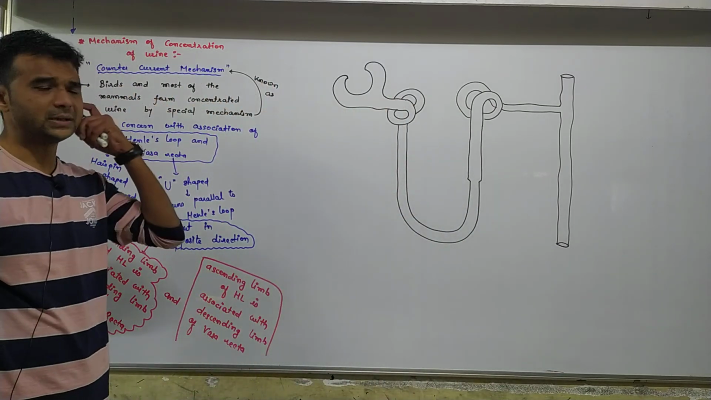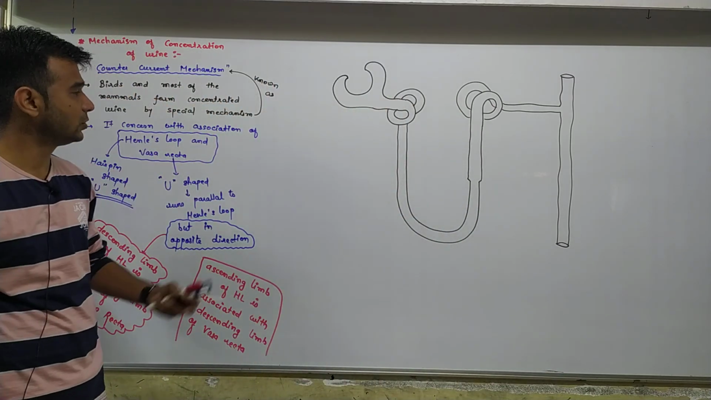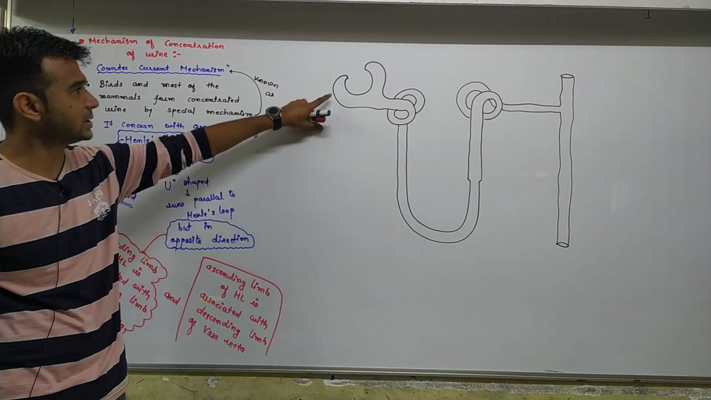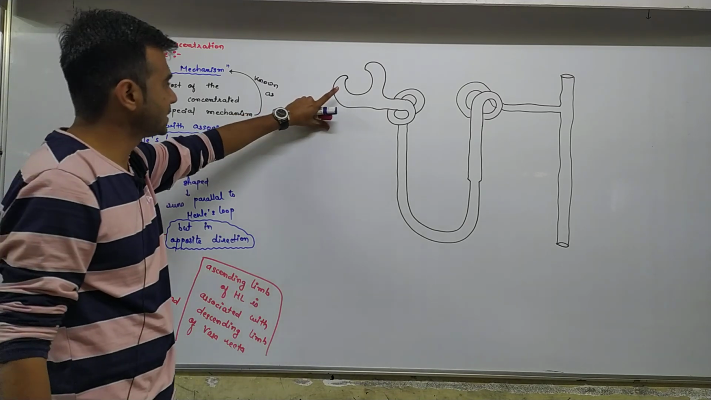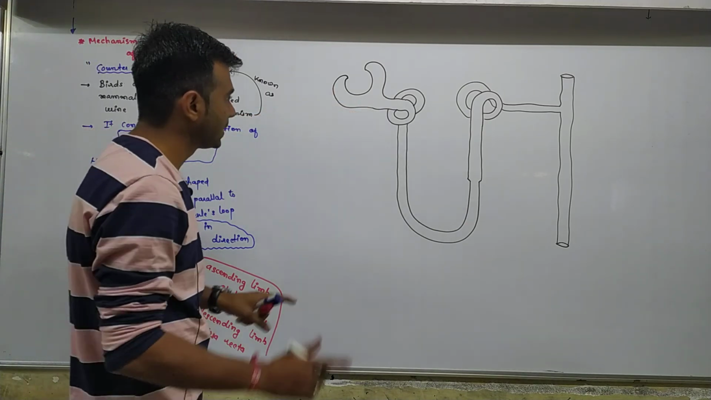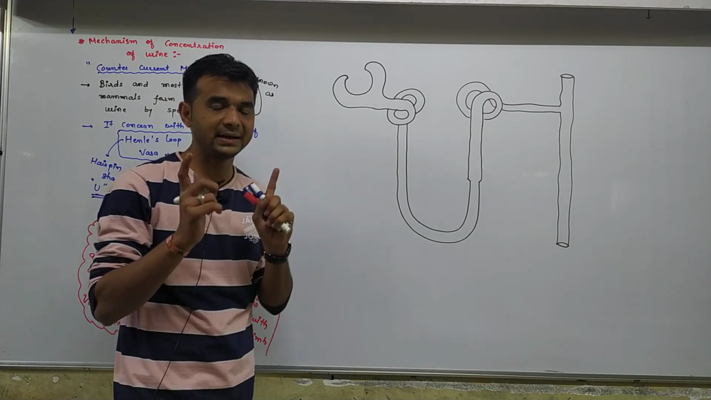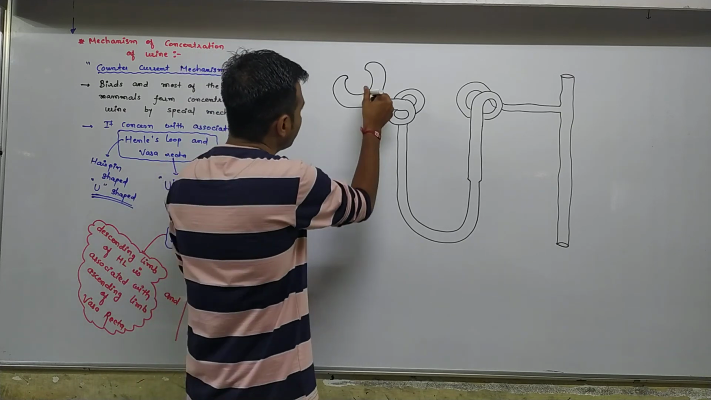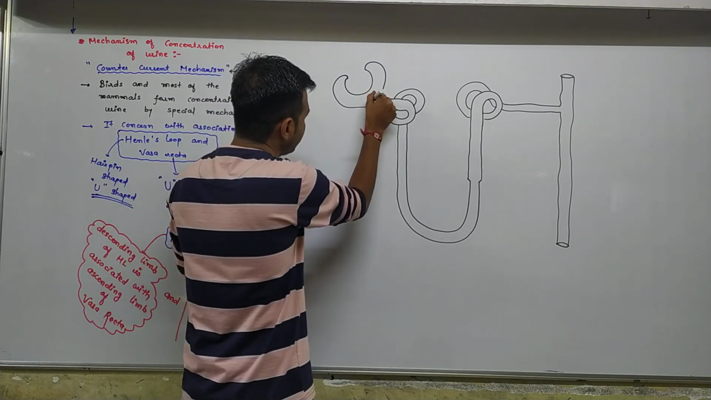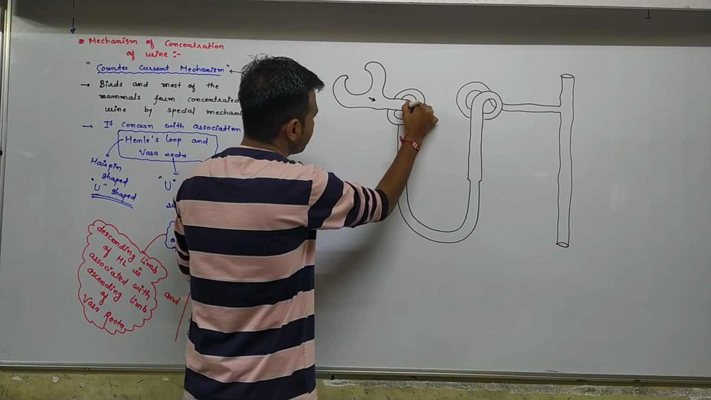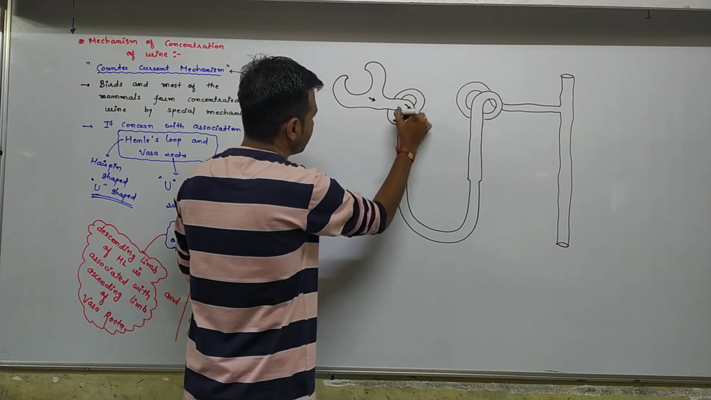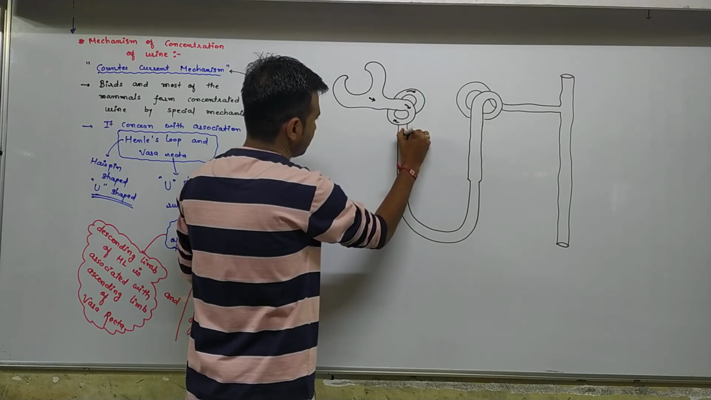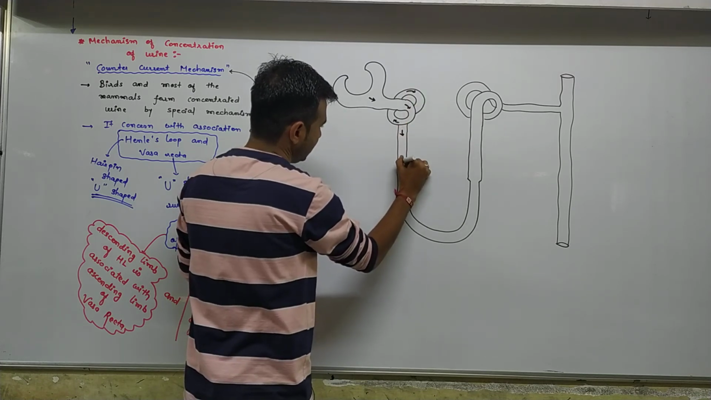See, as you know, there is no need to tell you the different parts and their naming. Fine. Here this is Bowman's capsule, neck, but I want to show the direction of the filtrate as well as the flowing of the urine. So from the Bowman's capsule, the filtrate moves in this direction.